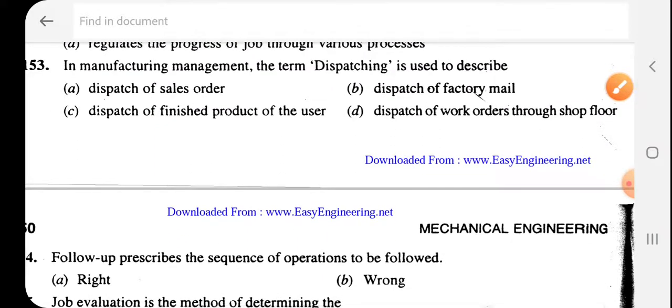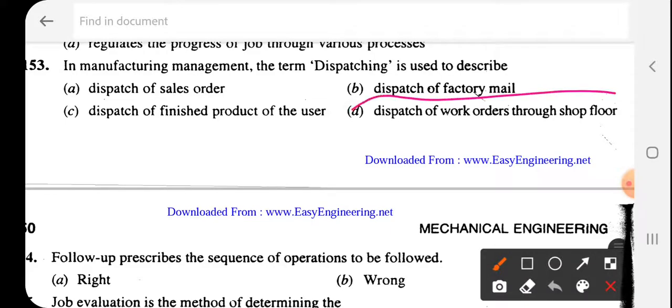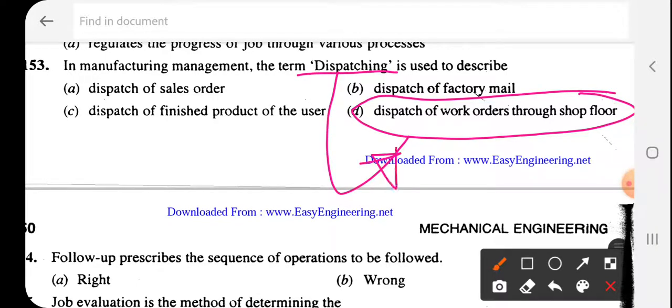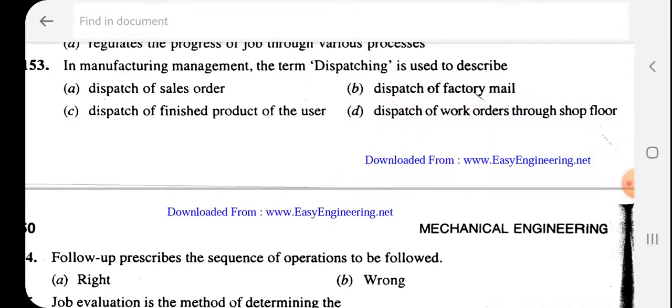153, in manufacturing management, the term dispatching is used to describe dispatch of a work order through a shop floor. Very important. In one exam this was asked, and I did not remember it. Dispatch of a work order through a shop floor means a dispatch. So suppose you order on Flipkart or Amazon, it was dispatched, means from the shop floor, wherever it was manufactured, from there it was dispatched.